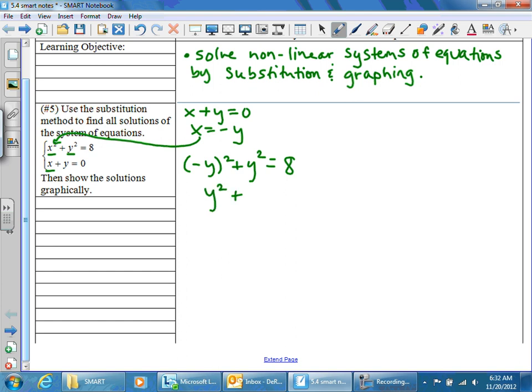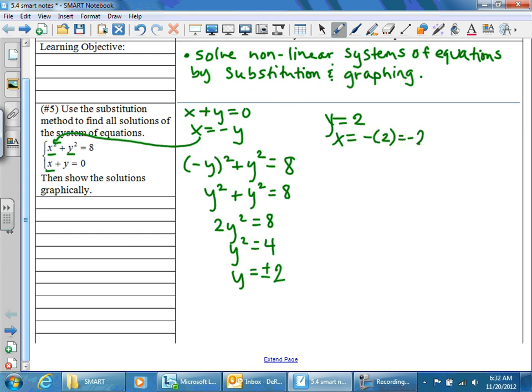So remember, a negative squared is just a positive. Divide by my 2. So I got y to be plus or minus 2. So I have to do a couple of things here. I have to put in when y is positive 2, then x is negative 2. And when y is negative 2, x is negative negative 2, which would be 2. So I found two solutions, negative 2, 2, and 2, negative 2. So let's show that graphically.